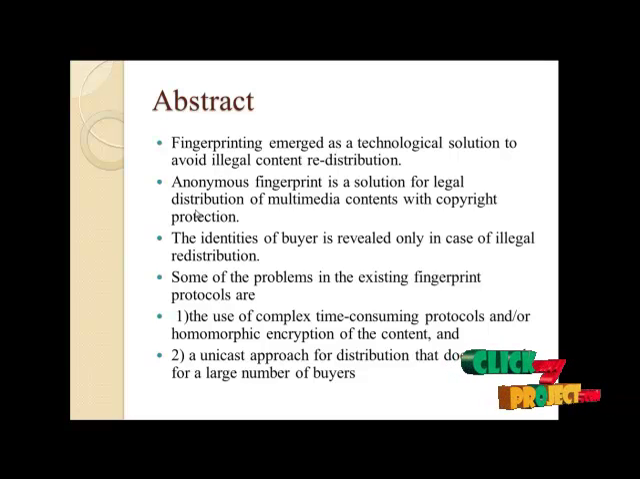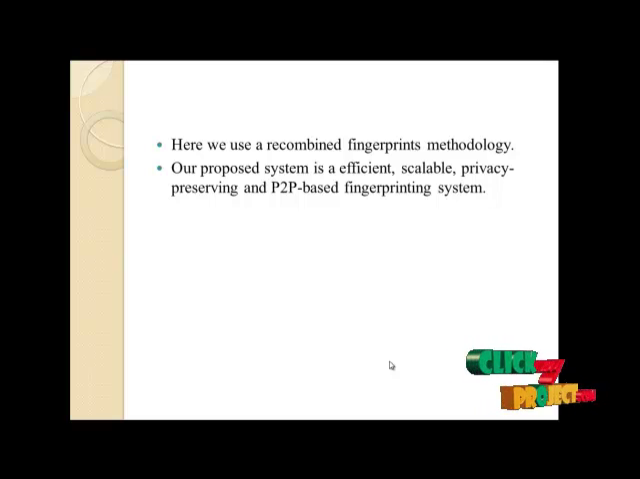Some of the problems in the existing fingerprint protocols are the use of complex, time-consuming protocols, homomorphic encryption of the content, and a unicast approach for distribution that does not scale for a large number of buyers. Here we use a recombined fingerprint technology. Using it, we transmit the multimedia data from the merchant to the buyer, and after that from the buyer to the child buyer. Our proposed system is an efficient, scalable, privacy-preserving, peer-to-peer based fingerprinting system.